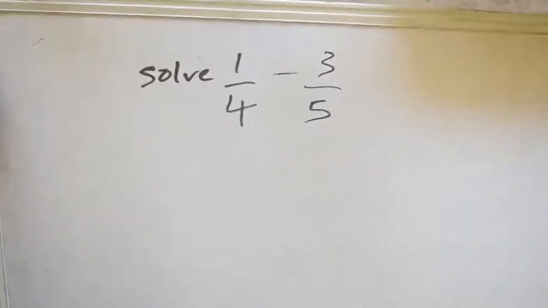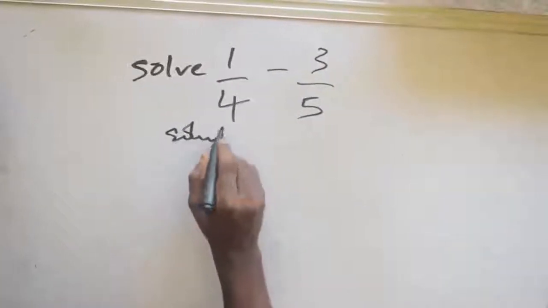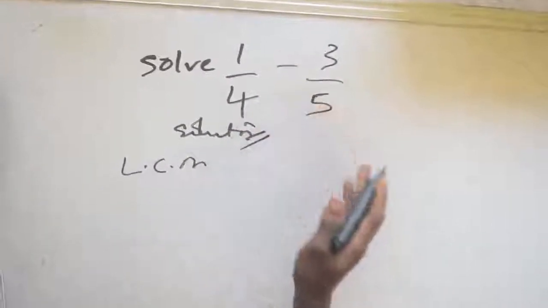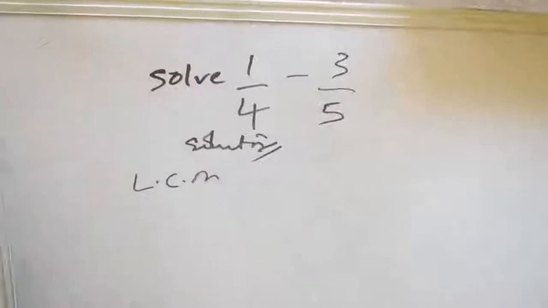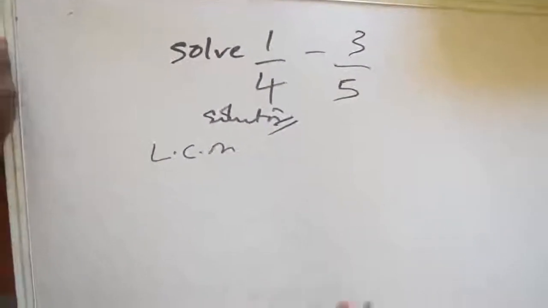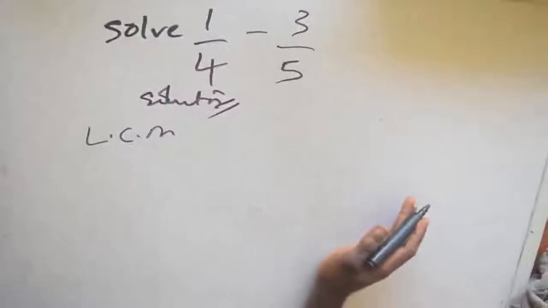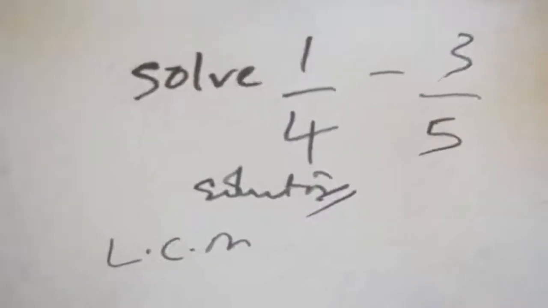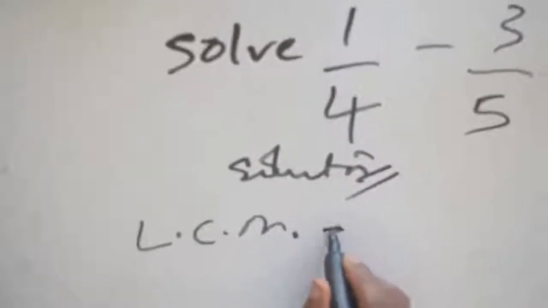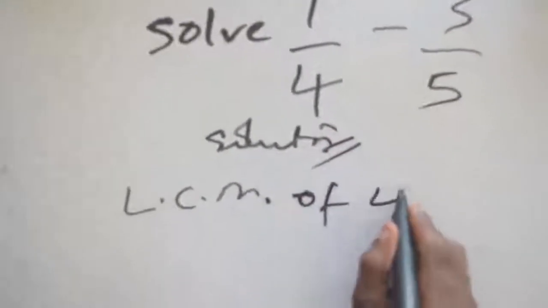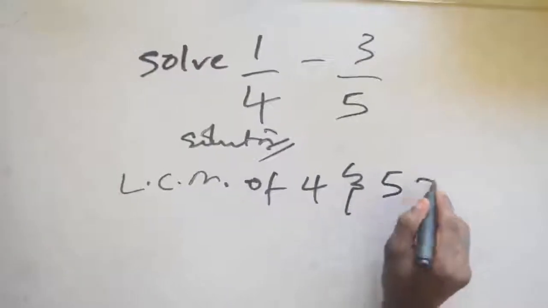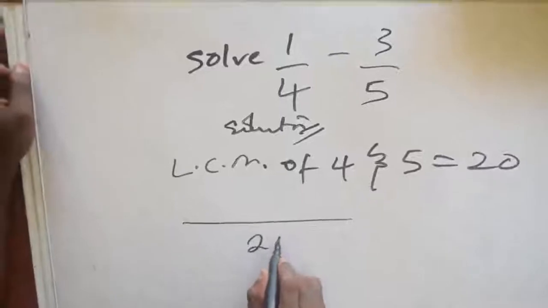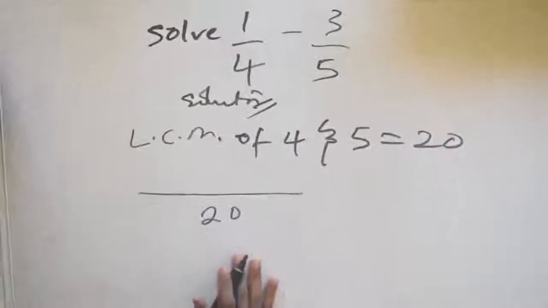The first thing you do is you get the LCM. There is no need to convert because everything here is normal. There is no mixed fraction, so there is no need to convert. Supposing we have a mixed fraction here, we must convert it to an improper fraction before we proceed. So the LCM of the denominators, which are 4 and 5, is 20. We draw this line, you put your LCM there. Here the LCM is 20.